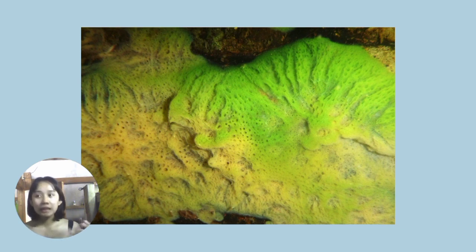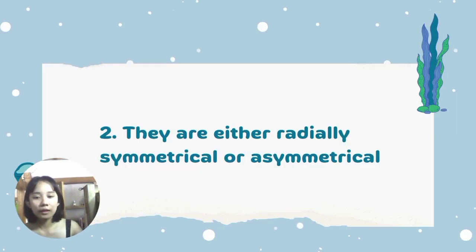But madali lang naman siya ma-differentiate ang sponge sa algae since ang sponges have a coarse texture while ang algae naman, I mean, ang sponge are not slimy, unlike sa algae. Next is we have they are either radially symmetrical or asymmetrical. So why are sponges symmetrical and asymmetrical?